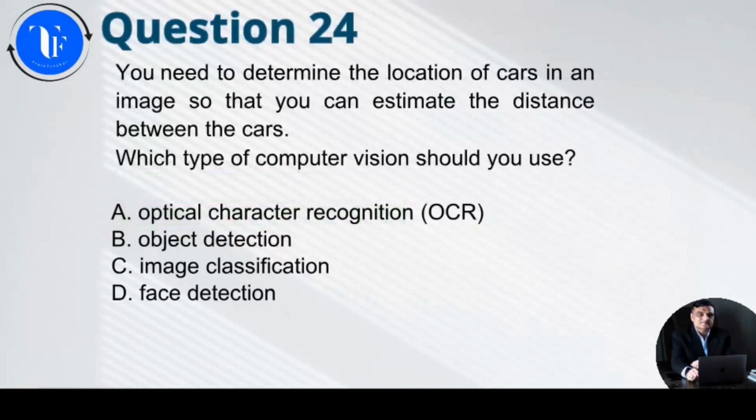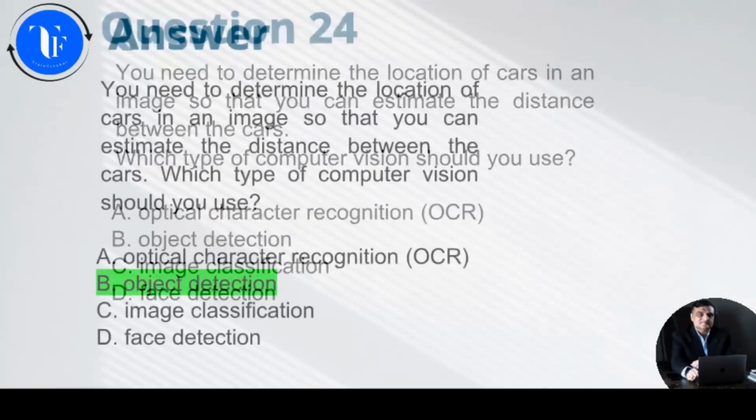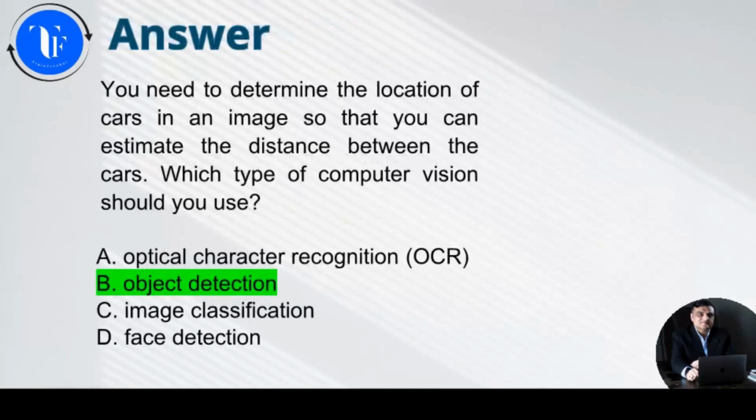Question 24. You need to determine the location of cars in an image so that you can estimate the distance between the cars. Which type of computer vision should you use? Optical character recognition, OCR, object detection, image classification, face detection. Answer is B. Object detection.